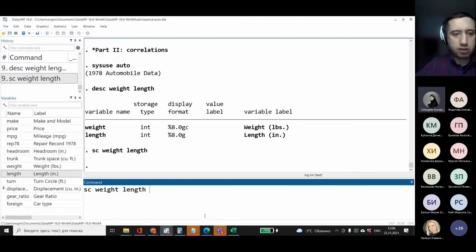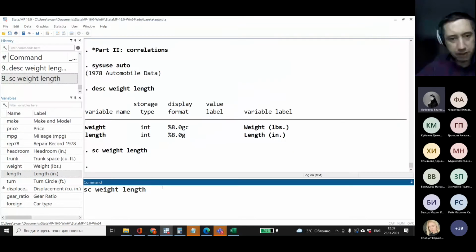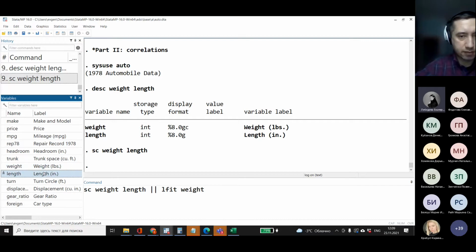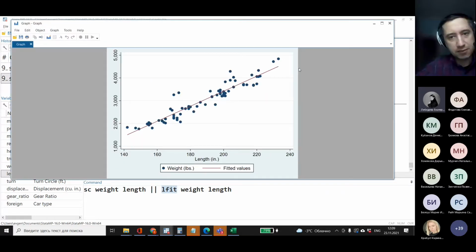Very good. Also, you know that in Excel it is possible to fit a trend line when you have such a chart. We can do the same in Stata. To do this, you should type these two symbols, use lfit, and again the same variables, weight and length. It's like a border, and lfit means linear fit. If you apply linear fit, you create something like a trend line in Excel.